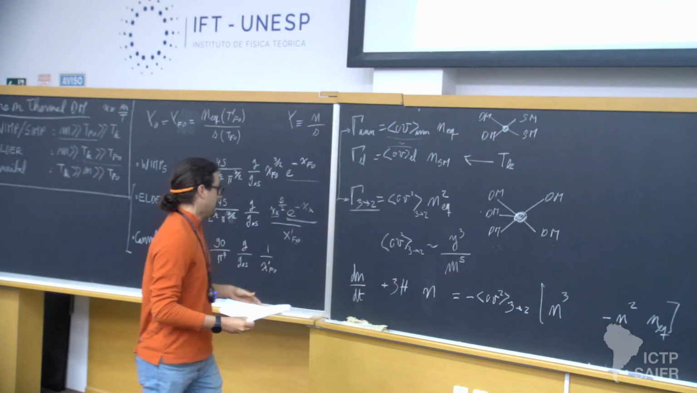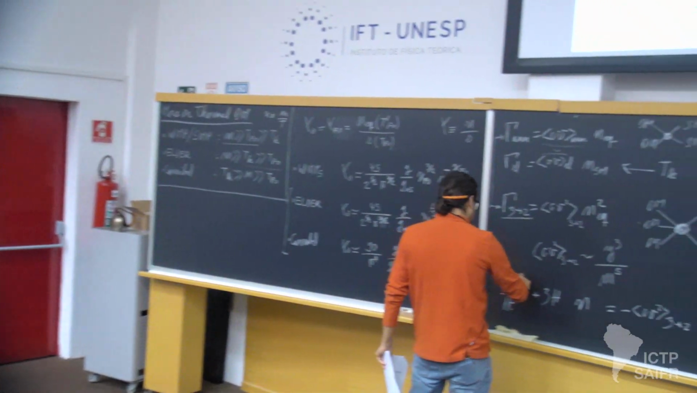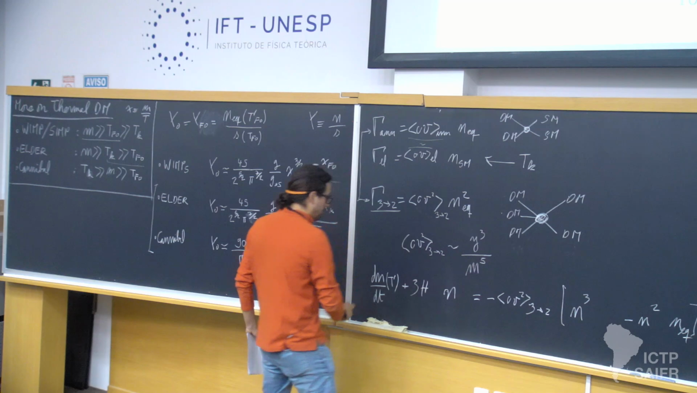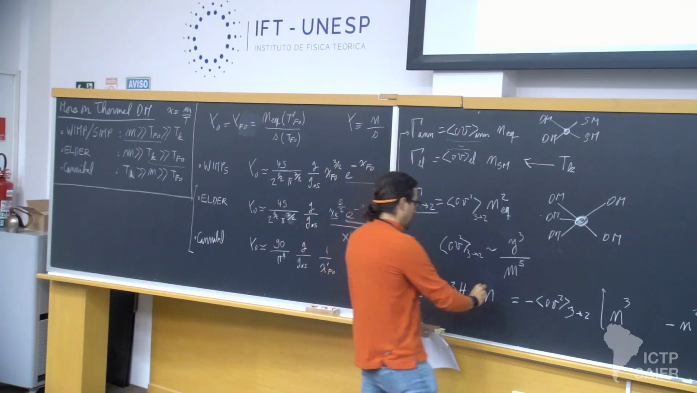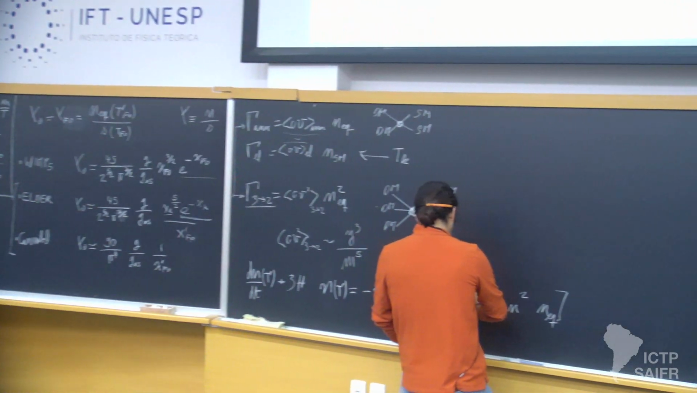However, there's a big difference: now dark matter will depend on its temperature. So T prime is the dark matter temperature. Let me put all the temperatures here. It's super redundant, but let me do it.